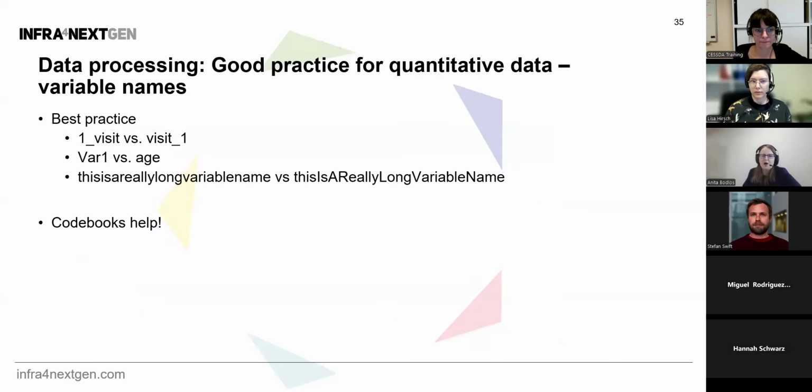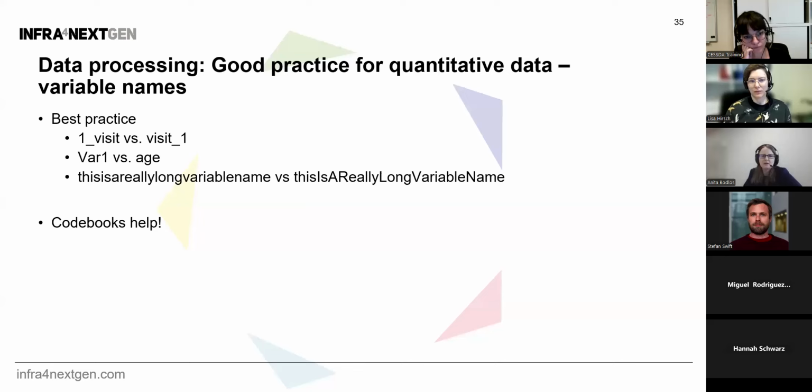Some guidelines on naming variables. Best practice is to start with a letter and not with a number. Usually it's easier to work with speaking names. So it's easier to work with a variable that's called age instead of a variable that's called variable 1. But of course, there are especially large data sets out there which follow the pattern of variable 1 through n. In this case, it's essential to have a very good code book at hand.